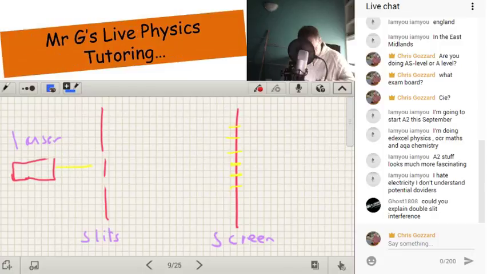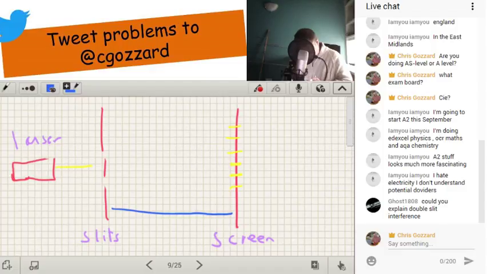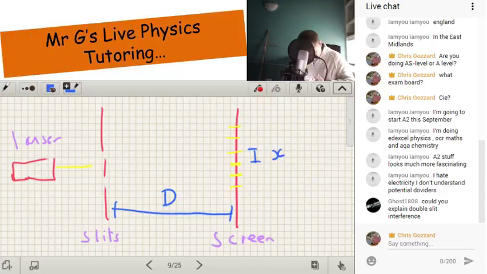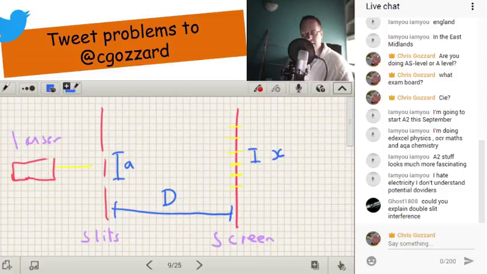Okay, let me just put some of the maths in here. So this is D, the distance here. Between these fringes, we call it X. This here, the distance between the two slits is A. And let me just say this has got a wavelength lambda.